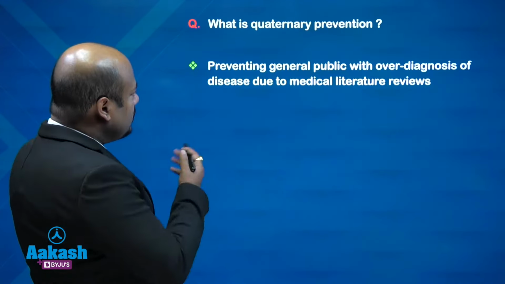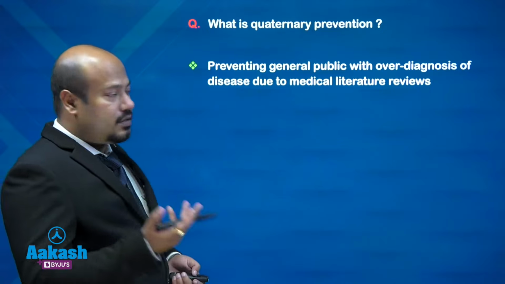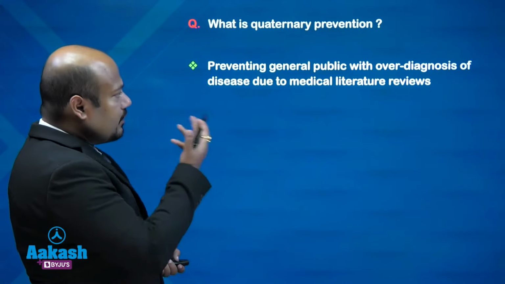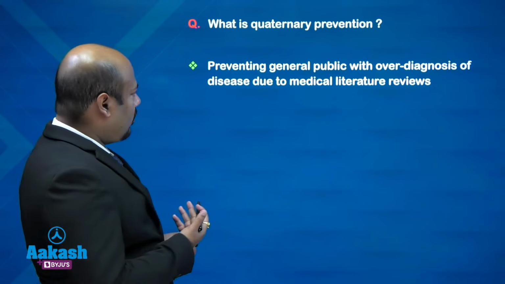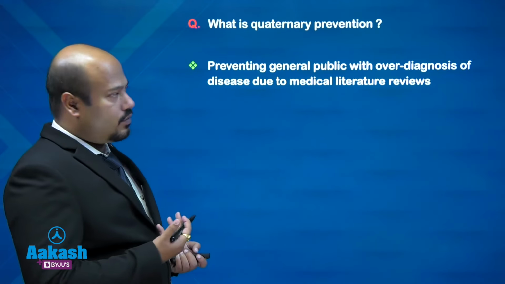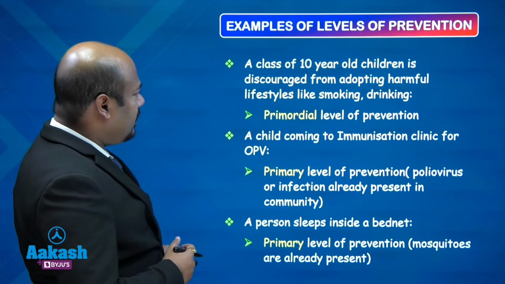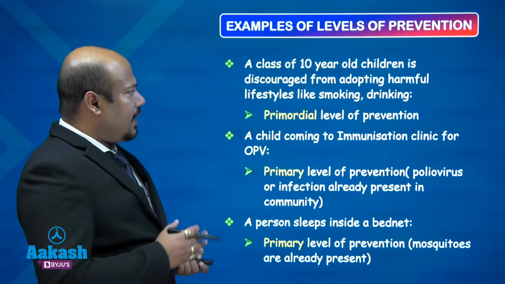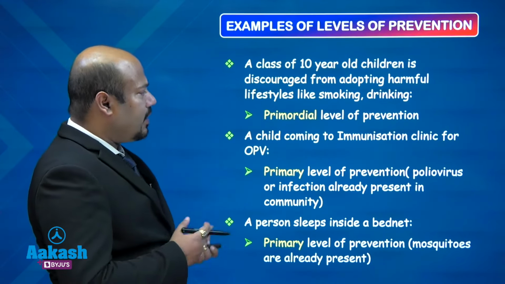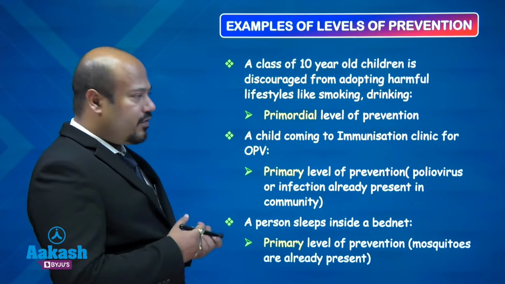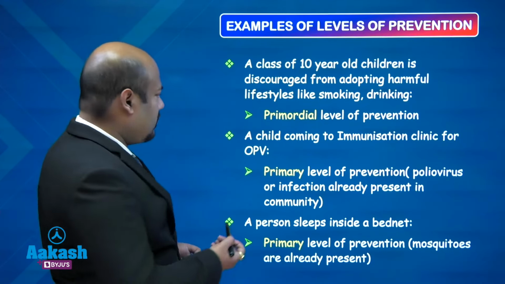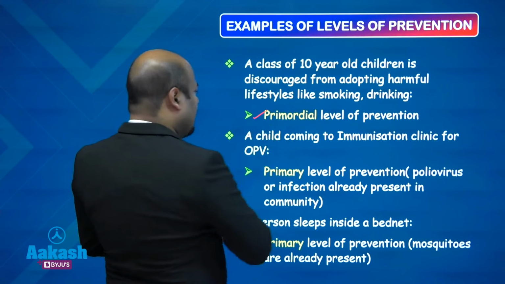Now what is quaternary prevention? Quaternary prevention is a new concept. It's protecting the general public from overdiagnosis of disease due to medical literature reviews. Now what are some examples of levels of prevention? A class of 10-year-old children is discouraged from adopting harmful lifestyles like smoking and drinking. So basically you are trying to prevent the emergence of risk factors. So this will be what? This will be the primordial level of prevention.